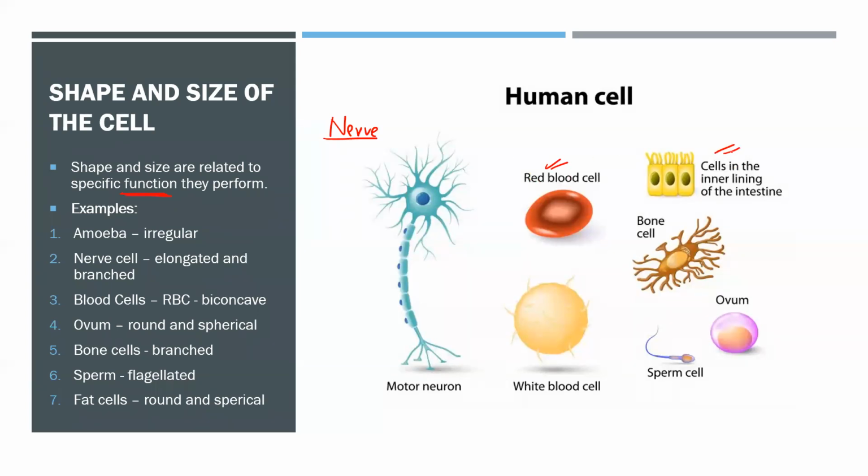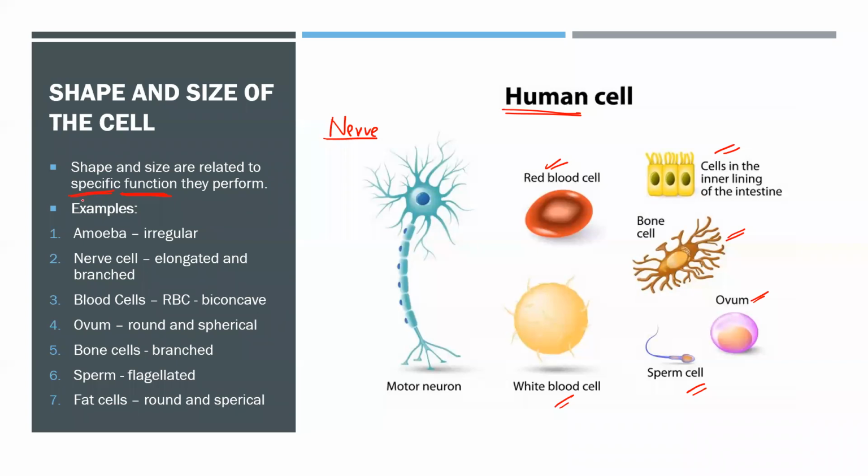This cell of intestine is a human cell, of the human body. This bone cell is also of human. Ovum also of human. The sperm cell, human cell. White blood cell is also of human. So you can see there are different shapes of the cell. All are belonging to human, right? So why are they having different shapes? So the answer is, in order to perform the specific function, they are having different shapes and sizes.